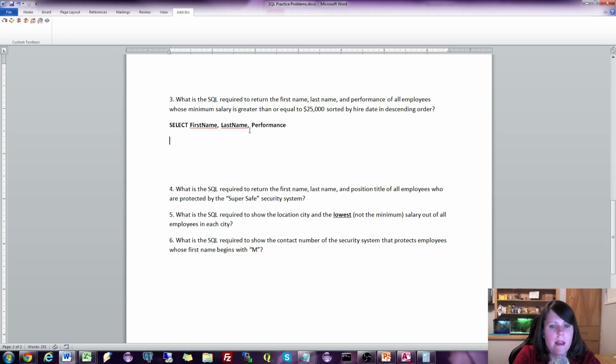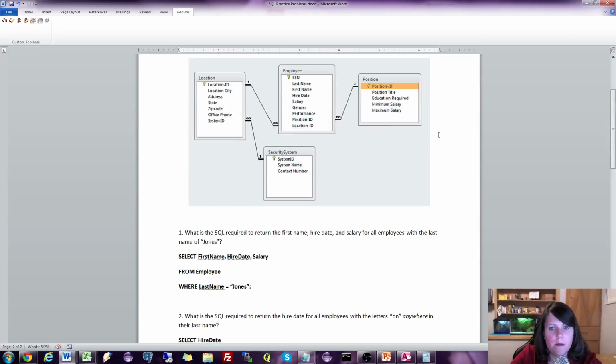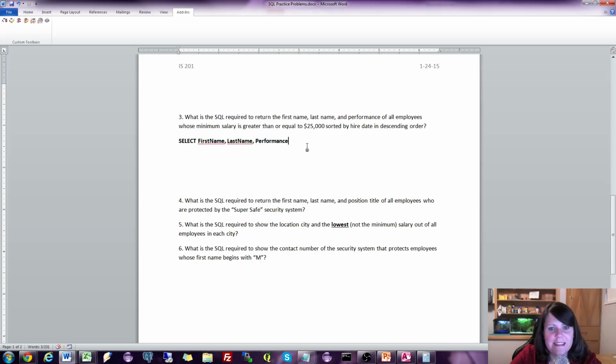performance. And so the key here, as I was saying, you need to reference the correct tables. So if we take a look, first name, last name, performance, if I scroll up, I see first name, last name in the employee table, but I see, oh wait, no, performance is here too. Sorry, I'm jumping the gun.